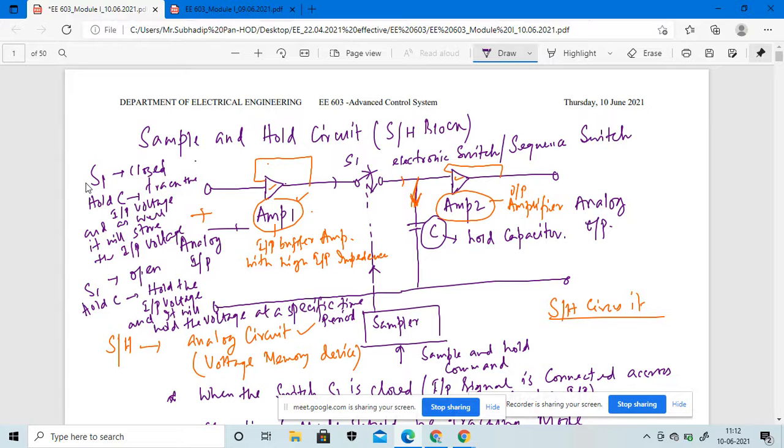Is it clear? Okay, so that is actually the operation of this particular block diagram, right? So in the sample and hold circuit, there are two different modes of operation we can observe. One is your tracking mode, when the switch is closed, and the other operation is your hold operation, which is when the switch is in an open condition, right?